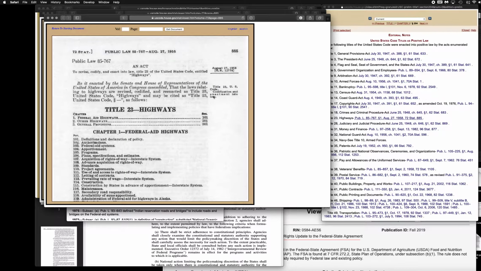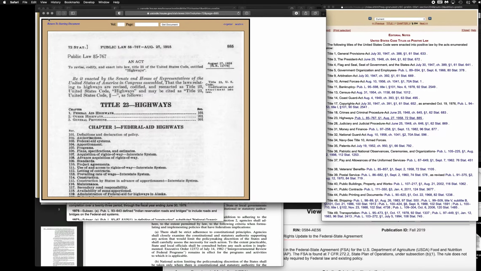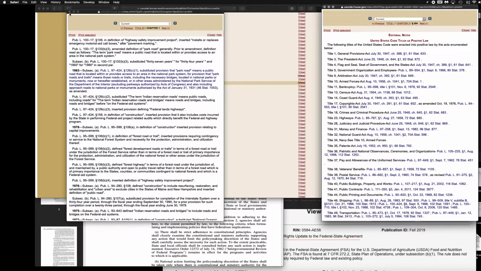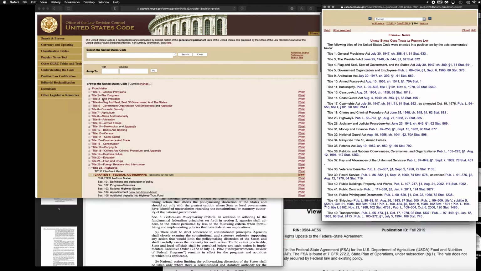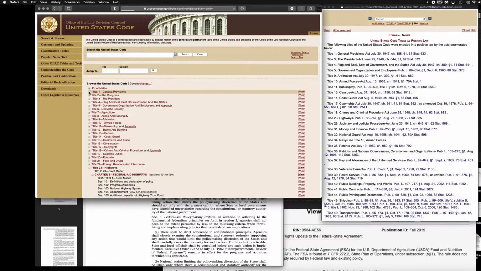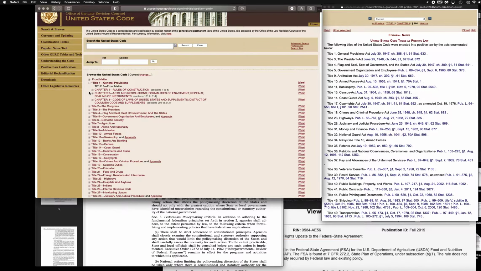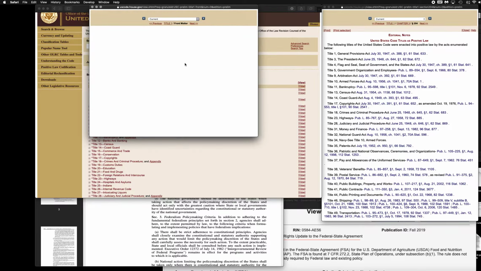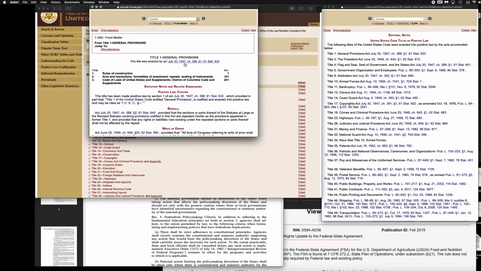Codified and reenacted, Title 23, but there's still not a positive law citation. Okay, a positive law citation looks like, I think it's here, right here, positive law citation.